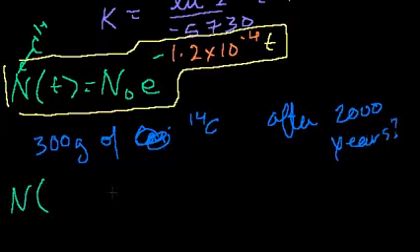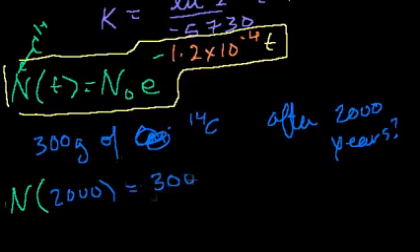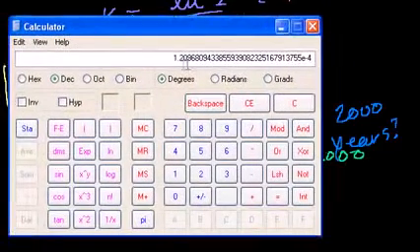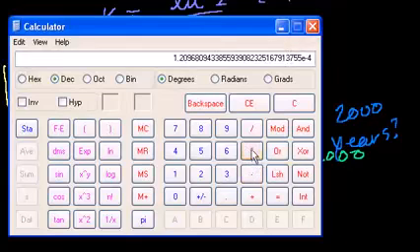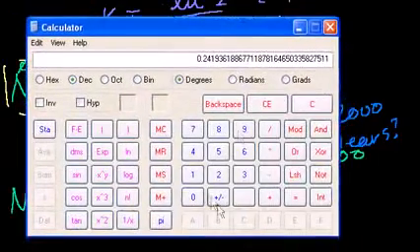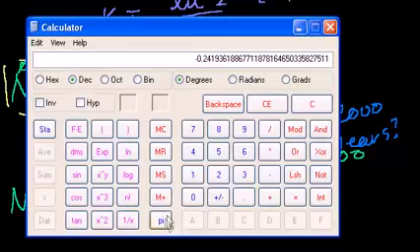N of 2,000 is equal to the amount that I started off with, 300 grams, times e to the minus 1.2 times 10 to the minus 4 times 2,000. So what is that? I already have that 1.2 times 10 to the minus 4 there, times 2,000 equals, and of course there's a negative out there. And I have to raise e to this power.